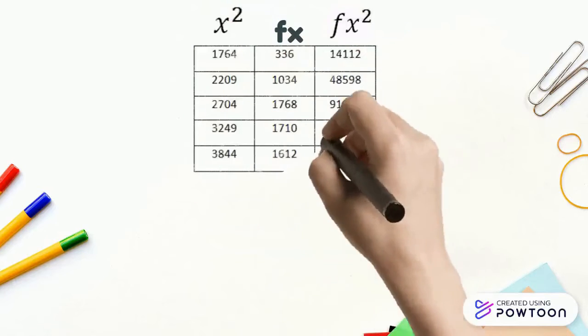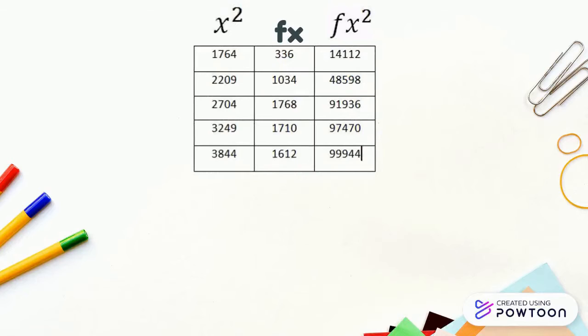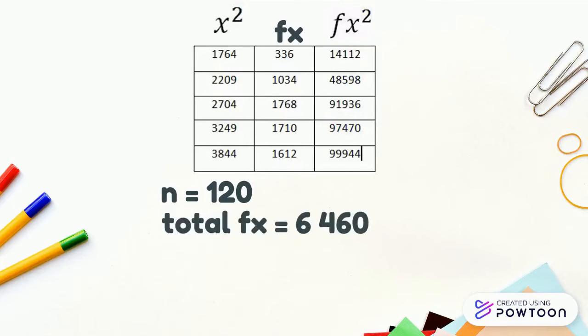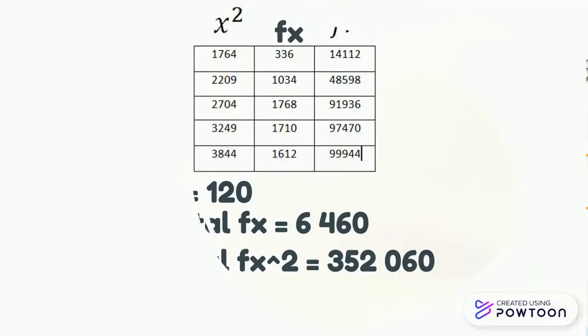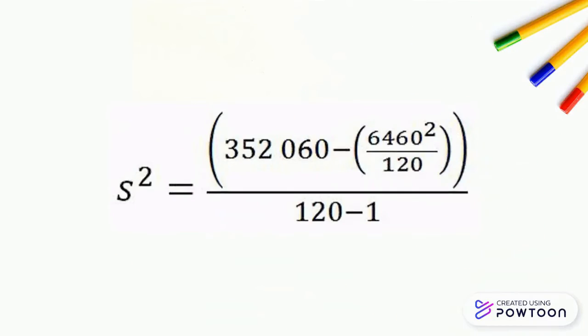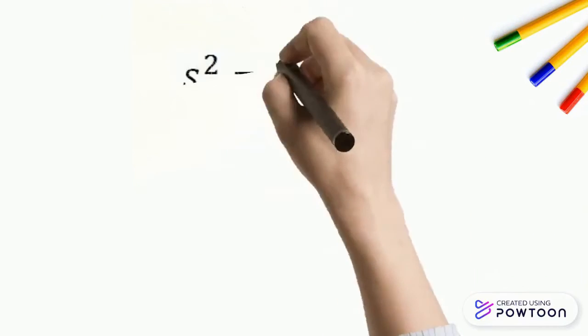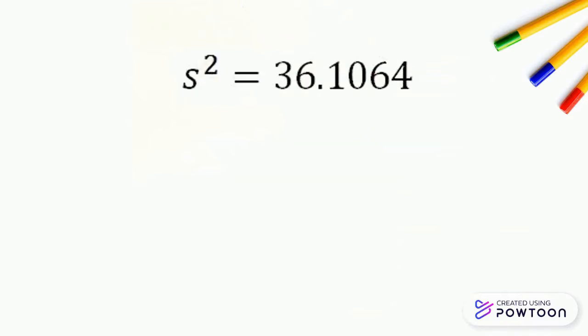After that, we need to identify n, the total of fx, and the total of fx squared, whereby n is 120, the total of fx is 6460, and lastly the total of fx squared is 352,060. Based on the formula given, we start off with s squared equals 352,060 minus 6,460 squared divided by 120, and the total will be divided again by n minus 1, which is 119. The value for s squared is 36.1064, which is the variance.